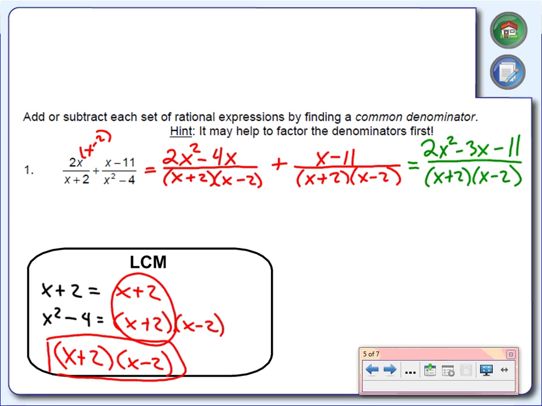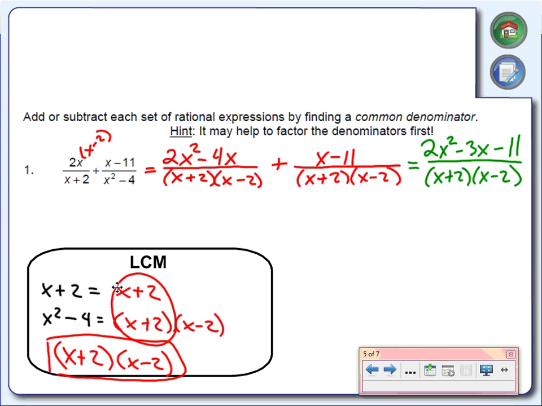And here's what I get when I add those together. Is that the answer? Are we done? We might be done. We may not be done. Remember, this is the answer I'm getting. Can I reduce that fraction? Well, how do I know if I can reduce the fraction or not? You're going to have to factor the top part.